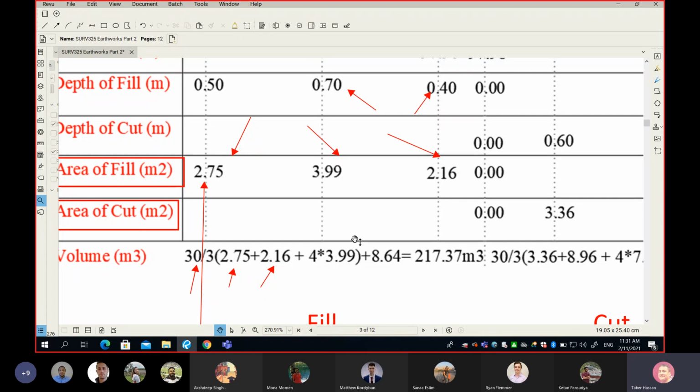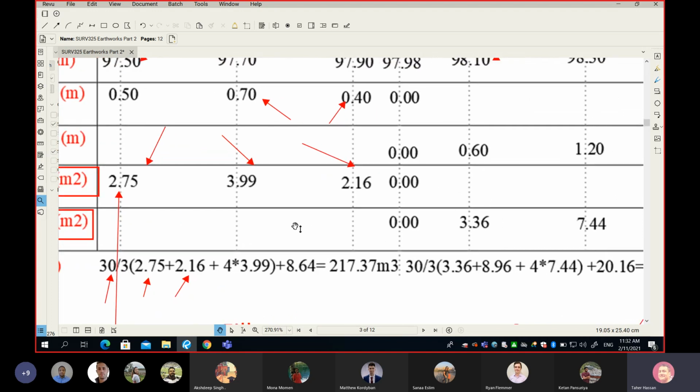Okay. And then in the Simpson, we said plus 2 multiplied by the sum of all the odd areas, not including first and the last. Do we have any? No. That's why you can see here, think about this one as 2 multiplied by 0, which I didn't write here, for the space. Plus 4 multiplied by the sum of all the even areas. Luckily, we have only one, which is the second one here. So 4 multiplied by 3.99.